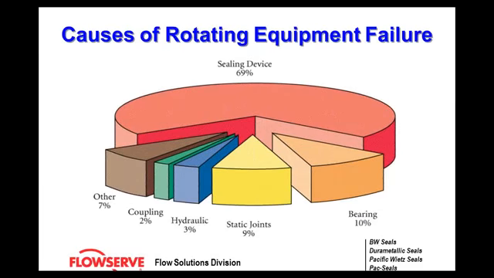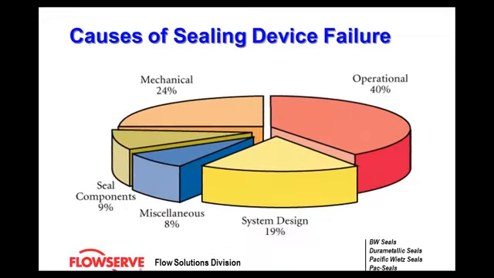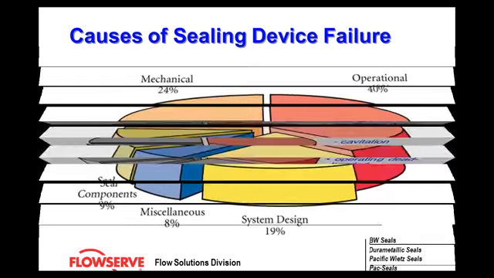Here are some causes of rotating equipment failure. On the sealing device, you'll see that it makes up 69% of the failures. Some of the causes of sealing device failures are operational, mechanical, seal components, and system design. And we're going to talk a little bit more about those.